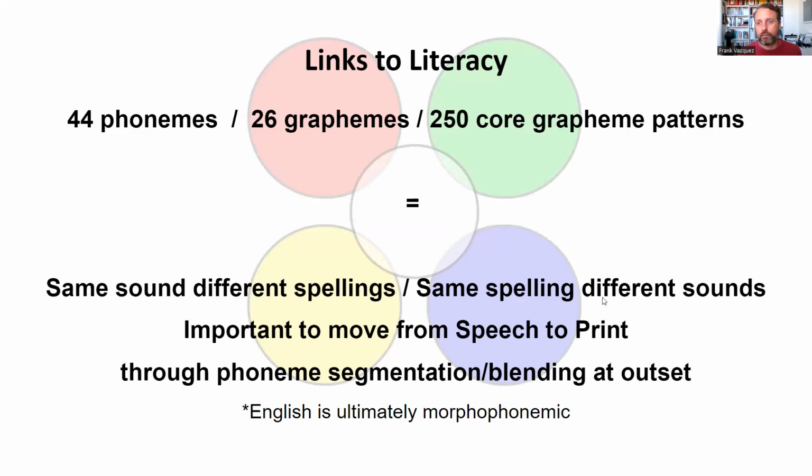And then we have different grapheme patterns, about 250 core grapheme patterns, which we're linking our sounds to within the language at our phonemic level. Okay, so that's just one level of the language. I'll touch on that in a second here, which leads to why it's important to explicitly teach the code. We might have the same sound being represented with different spellings, or the same spelling making different sounds within words.